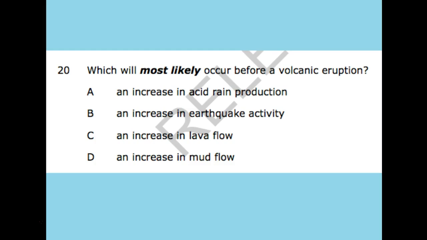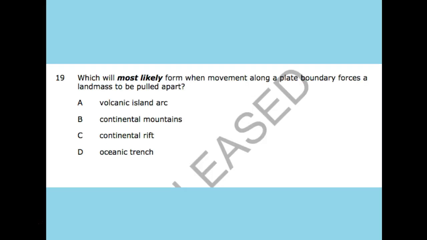Which will most likely occur before a volcanic eruption? Before a volcano erupts, you're going to have an increase in earthquake activity because there's a lot of tectonic activity, a lot of geologic activity going on. And just remember that the ring of fire is basically the localities for a lot of different earthquakes and volcanoes worldwide, mapped out on a globe, forming a big chain around the Pacific Ocean. So that illustrates that volcanoes and earthquakes go hand in hand a lot of times.